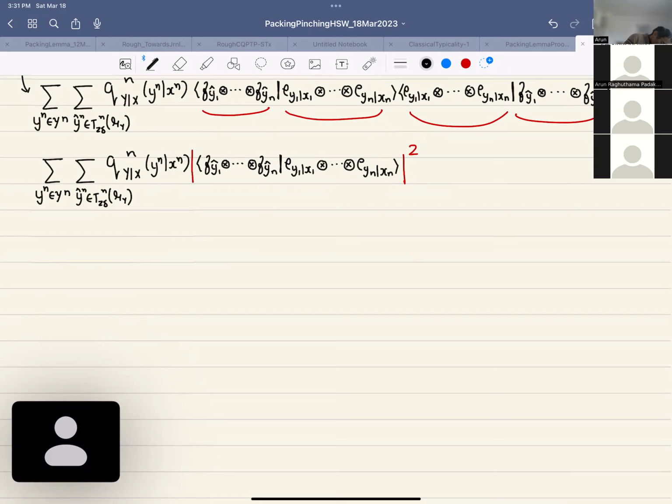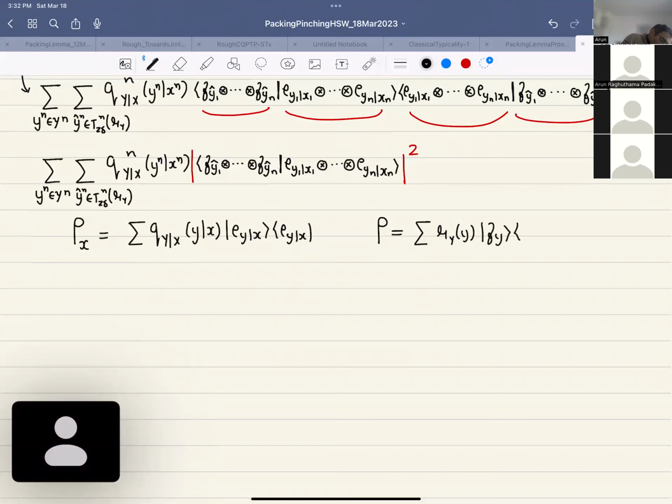So let us define the following. Remember, I'll just recall rho x is this: Qy given x of y given x, ey given x outer product ey given x, right? It's rho. This rho is given by this, Ry of y in a rank 1 projector on Fy. And in particular, rho is the summation of Px of x, rho x. That's what it is.